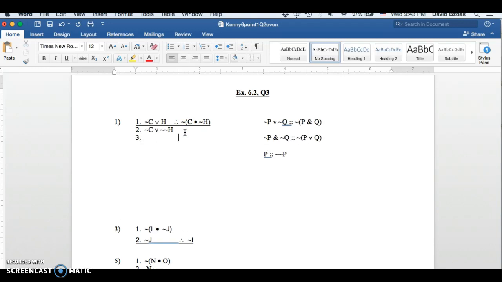Okay, so now how do we do the De Morgan's? Well, again, remember we factor out the negation, so that negation comes off the C, the disjunction changes to conjunction, and one of the negations comes off the H, but the other one stays on there. Oh, sorry, I forgot to label this one. So this one is double negation of 1.